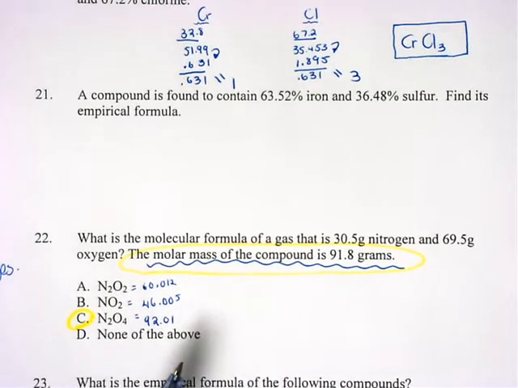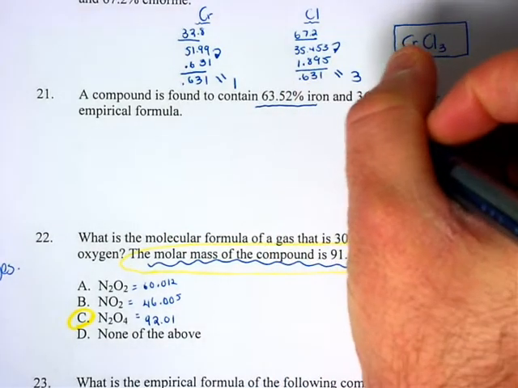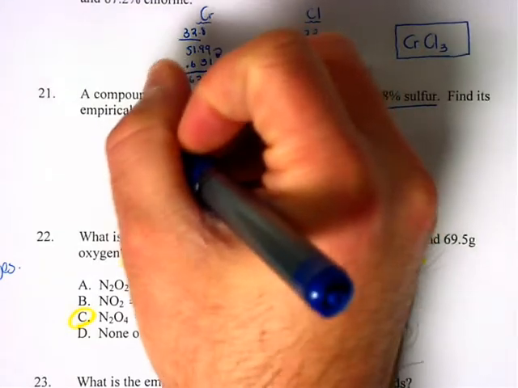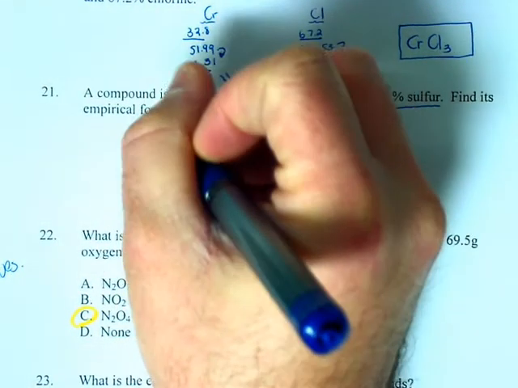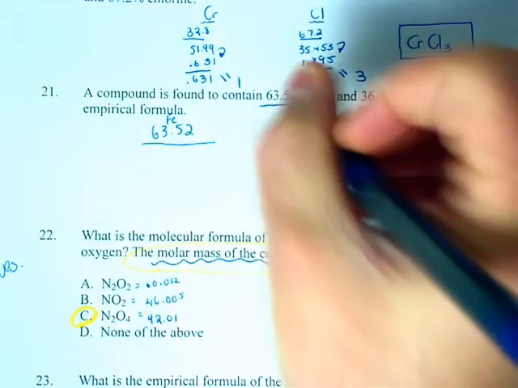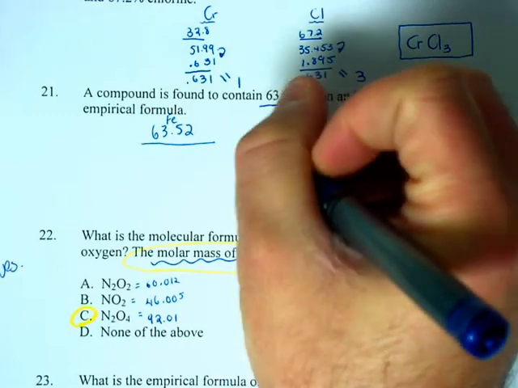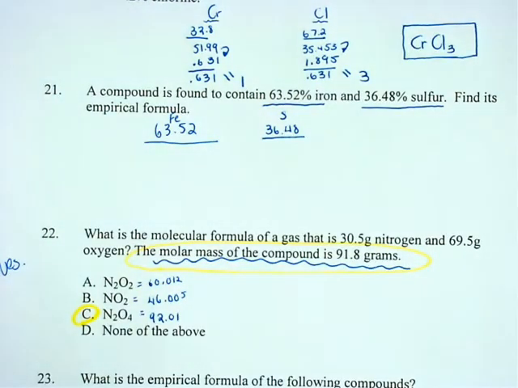On that question, they're giving us 63.52% iron and 36.48% sulfur, right? So 63.52 for iron and sulfur is 36.48, right? In percent. And what am I going to divide each of these by?